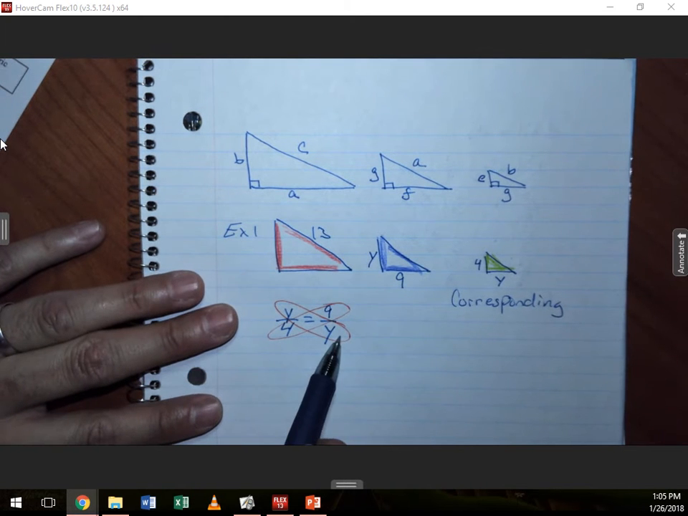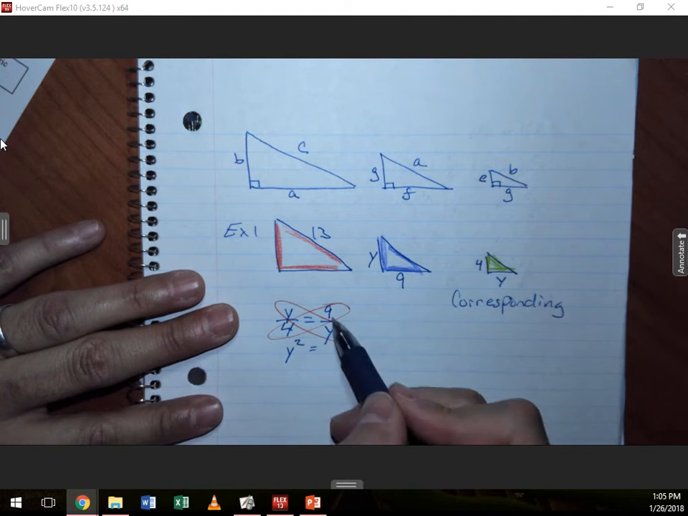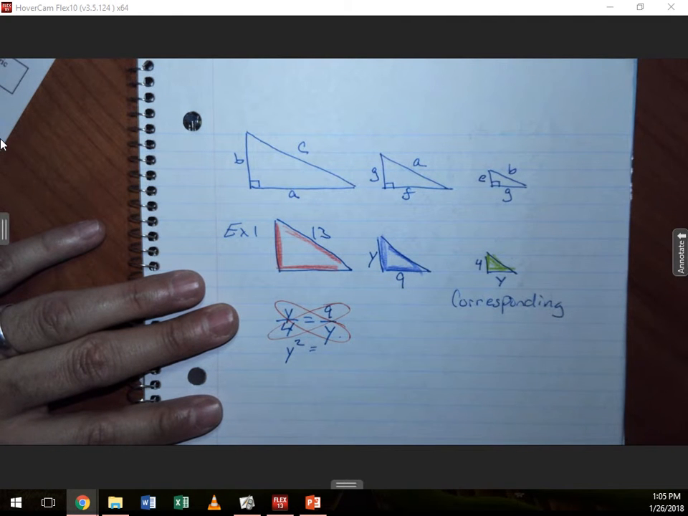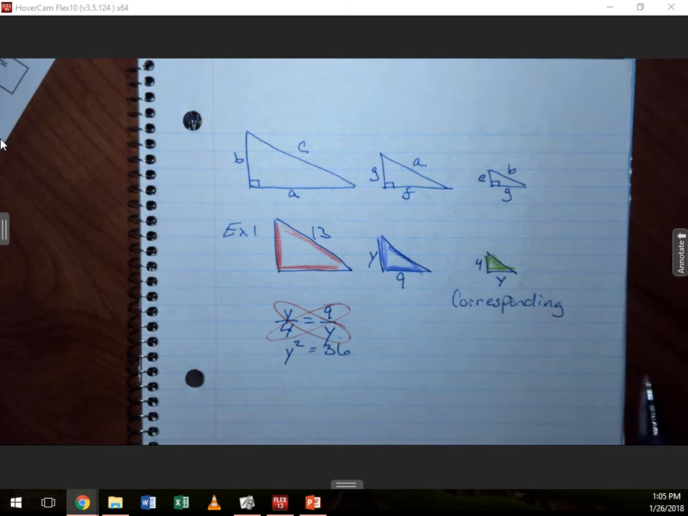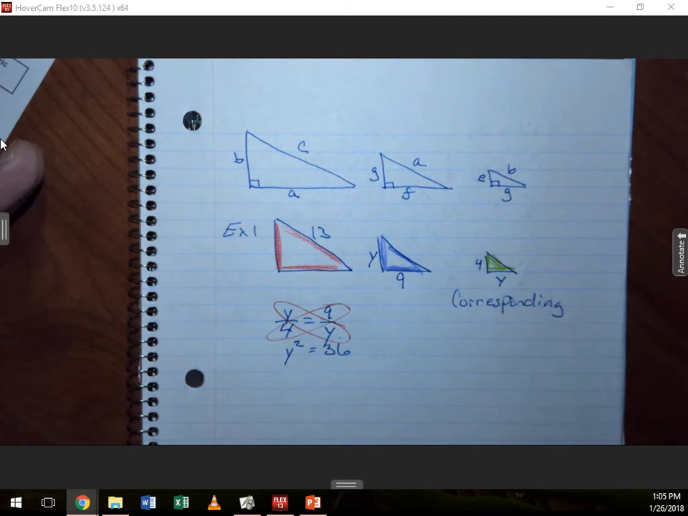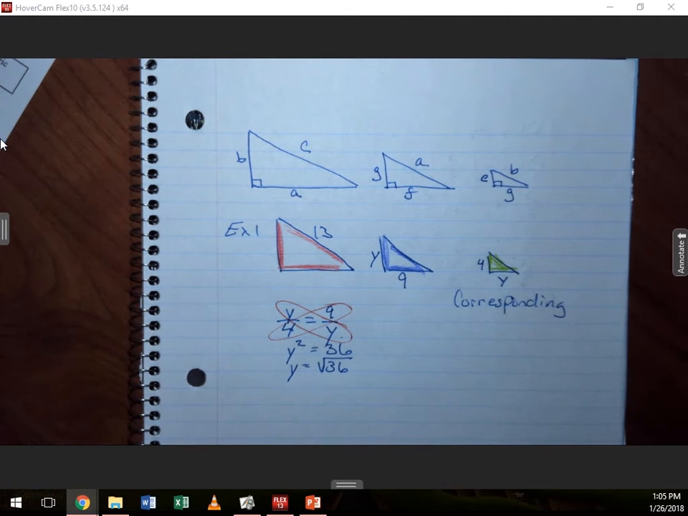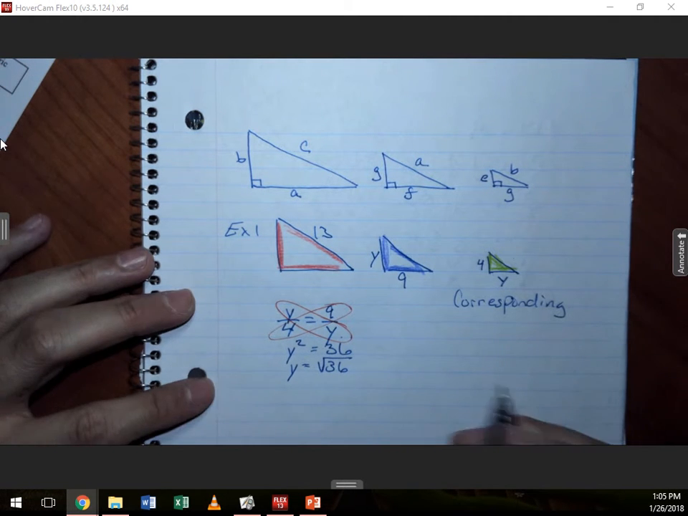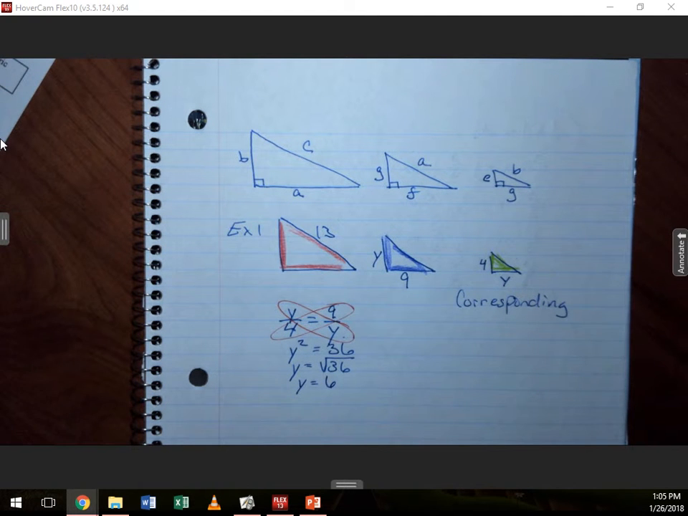Y times y gives me y squared equals 4 times 9, 36, very good, 36. Now, from the notes a minute ago, we've also done this quite a lot. To undo my square, I square root. So y is equal to the square root of 36. So therefore, y should give me what? Y equals 6. It's not too bad, is it?